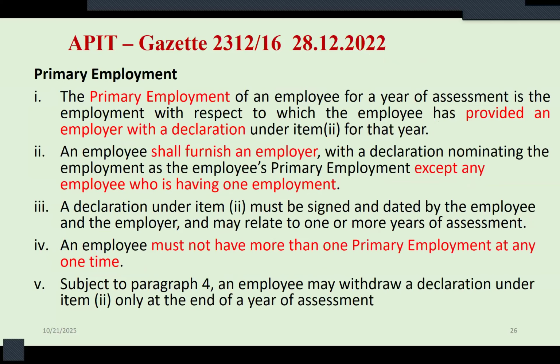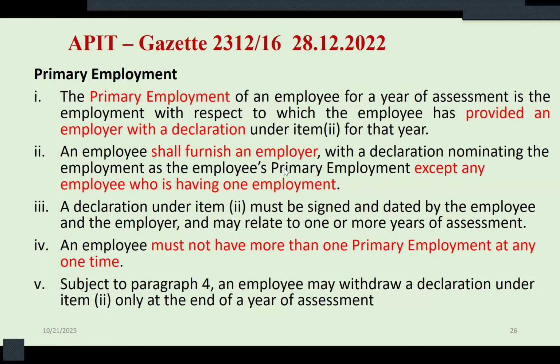So the primary employment I explained. Primary employment means for a person, there may be several employments, but we have to select one employment as our primary employment, and all others can be secondary employments. So if we have one employment, we can call it primary employment. If we have more than one employment, then we should select one employment as our primary employment. And we have to provide the employer with a declaration. In that declaration, we have to mention that this is our primary employment.